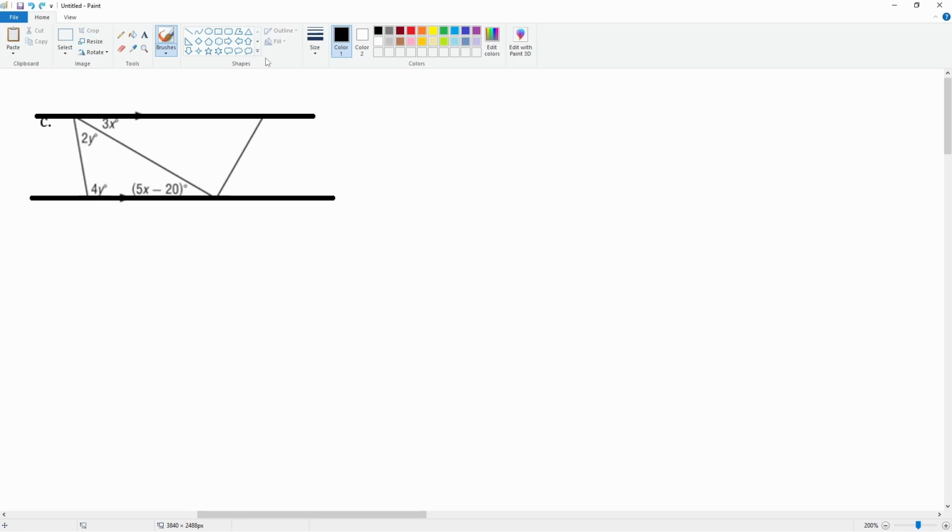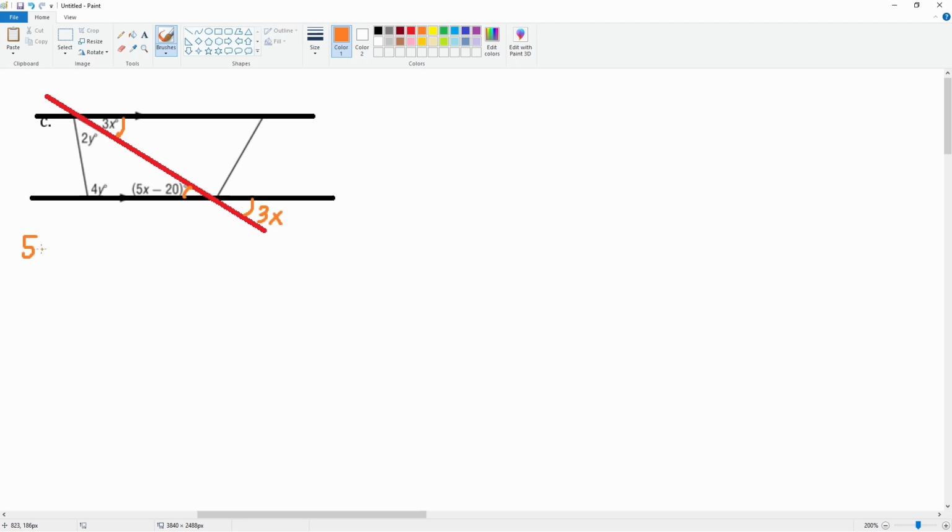Maybe we can draw another transversal. So let's say this is a transversal line here. Let's see if that's useful. Well, it does look useful. Okay, notice that this angle here has to be corresponding to this angle here. So this is 3x, but that is vertical to this.